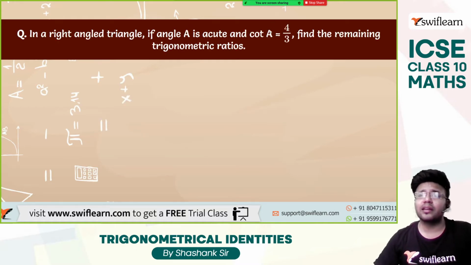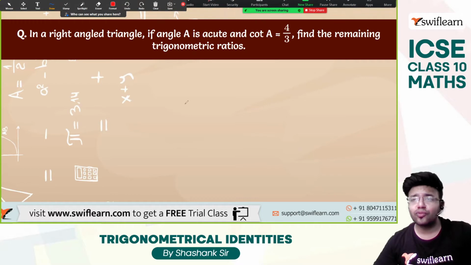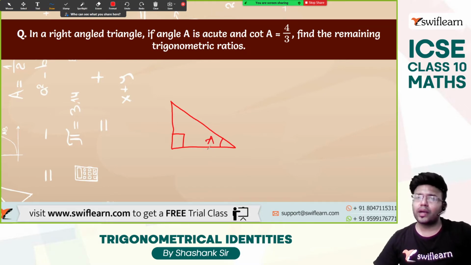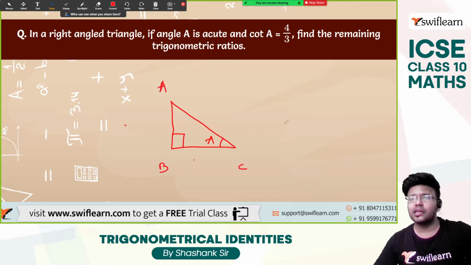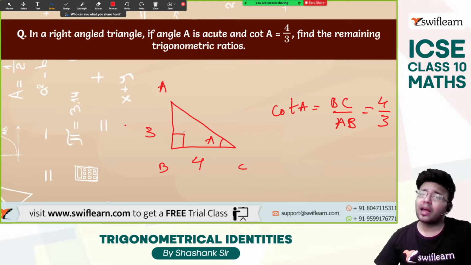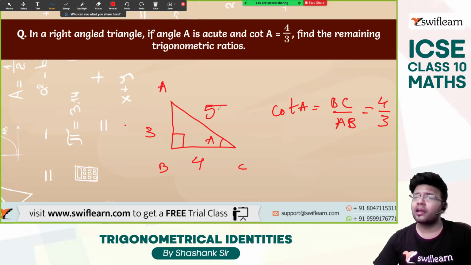In a right angle triangle, if A is acute and cot A is 4 by 3, let's draw a right angled triangle, and this is angle A. Cot A is base by perpendicular. So in triangle ABC, cot A is equal to BC by AB, which is 4 by 3. Find the remaining trigonometric ratios. This is 4, this is 3. By Pythagoras theorem, 4 square is 16, 3 square is 9. Add them, you get 25. Square root of that is 5. 3, 4, 5 are Pythagorean triplets. You need to remember this.